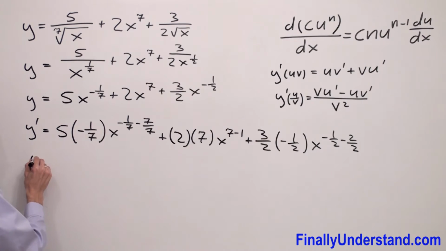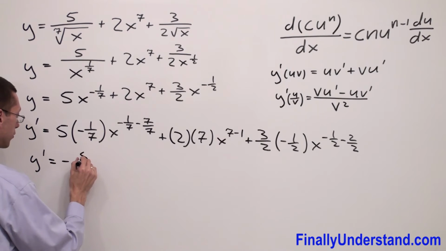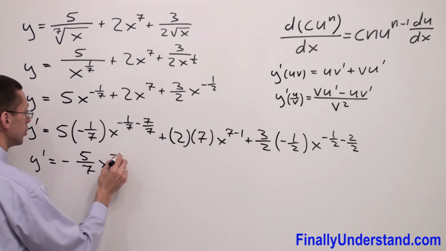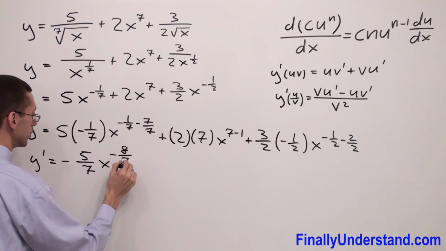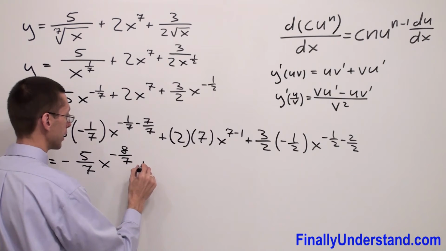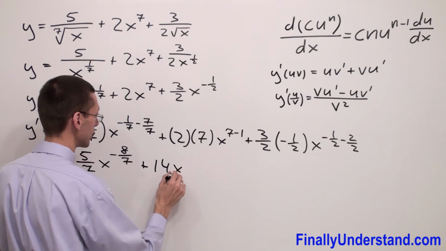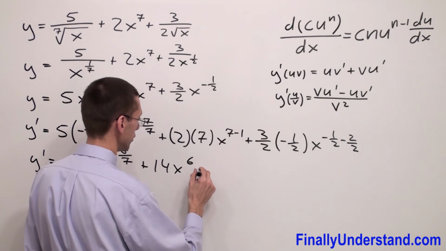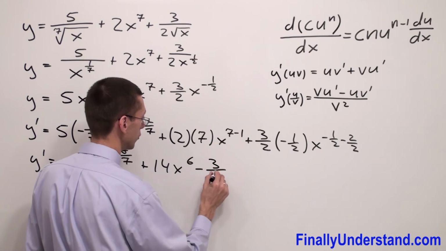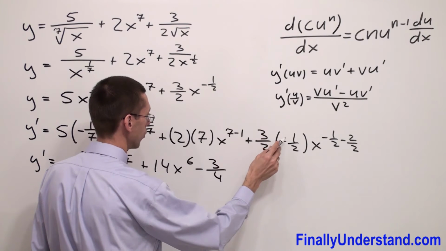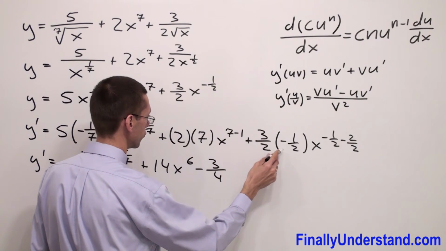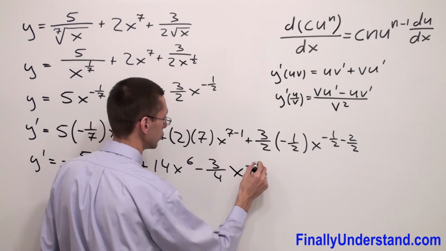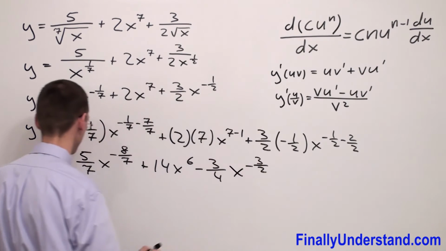So I have y prime is equal to negative 5 over 7 x to the negative 8 over 7 plus 2 times 7 is 14x to the 6th power. And I have negative 3 over 4. 3 times 1 is 3, and I have 2 times 2 is 4. Positive times negative is negative. So I have x to the negative 3 over 2.